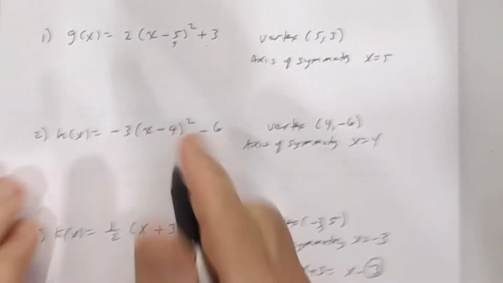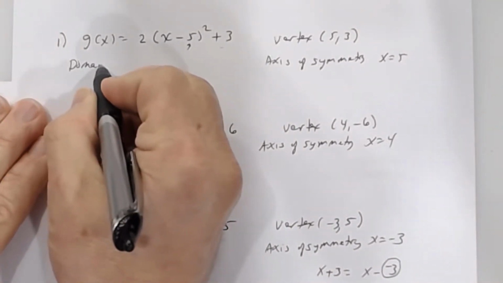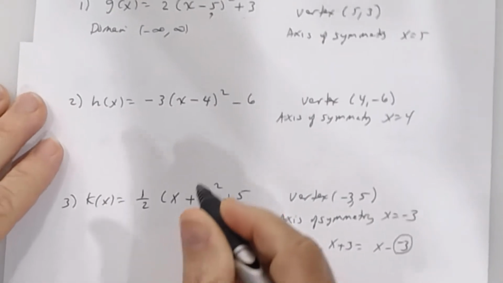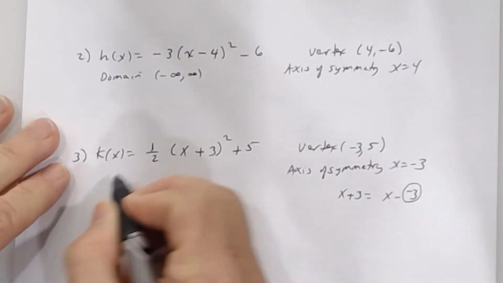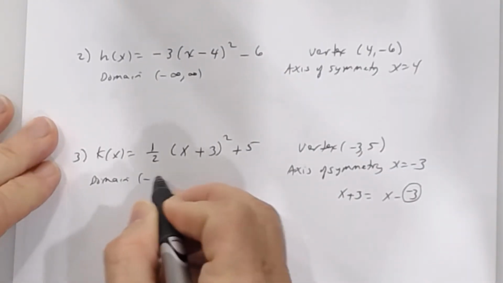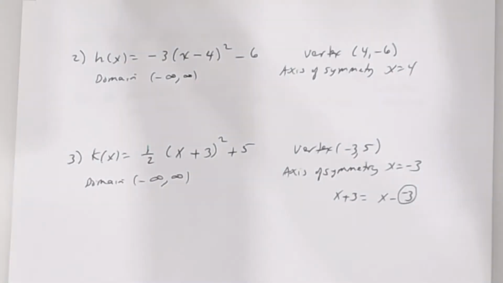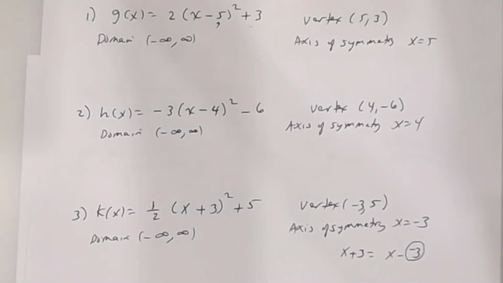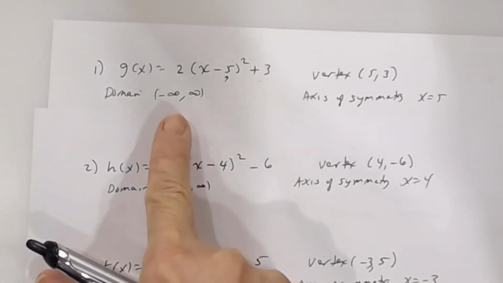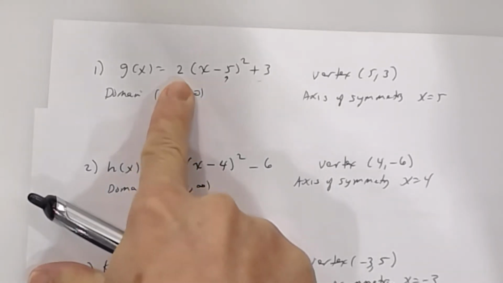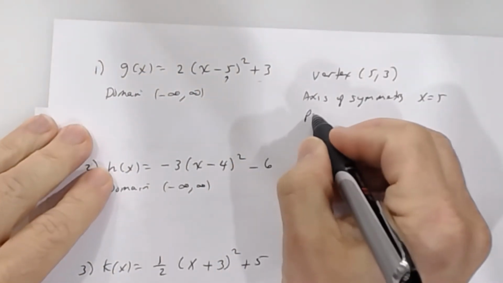The graph's not there. What's the domain on all of them? Yeah. So all of them, -infinity to infinity. Okay. Let's talk about the range. Let's go to number 1. Does the graph open up or down? Graph opens up. Why? Because A is positive. And what's A in this case? 2. Okay, good. So the parabola opens up.